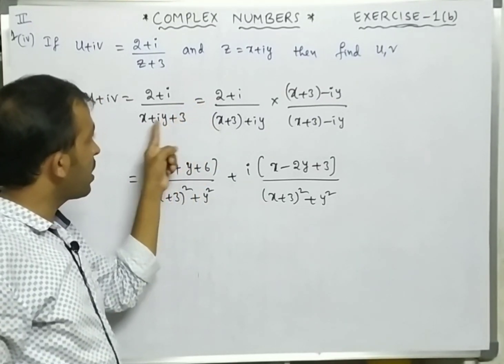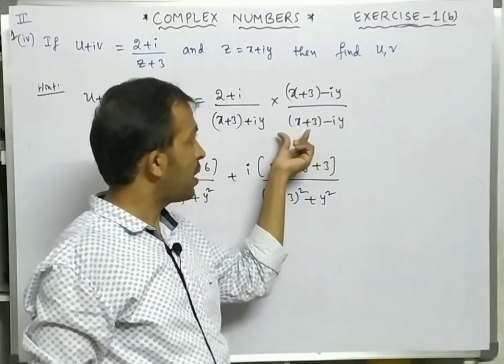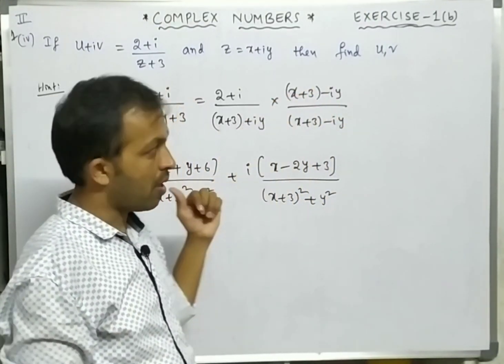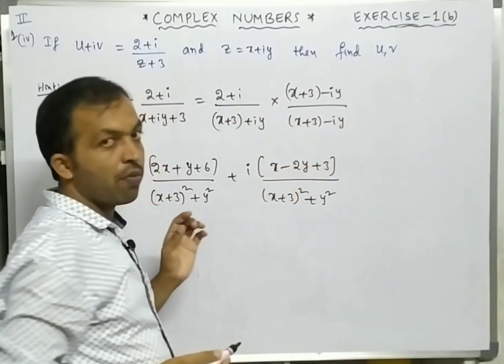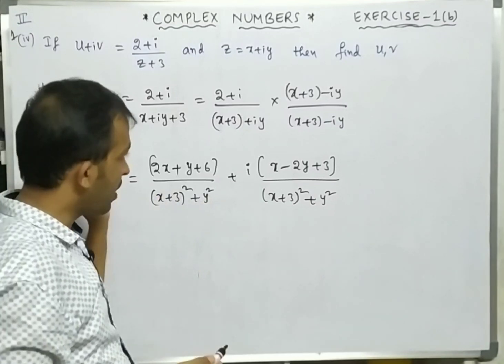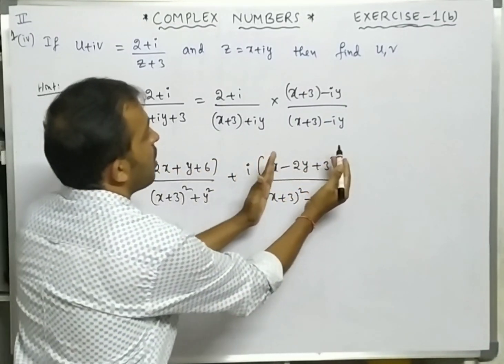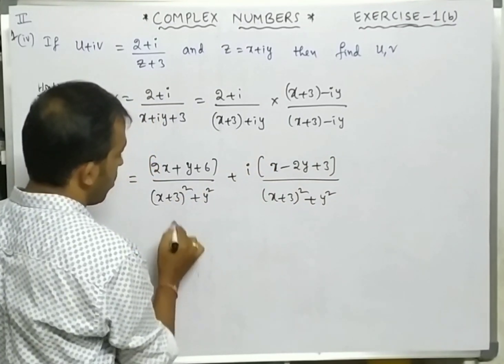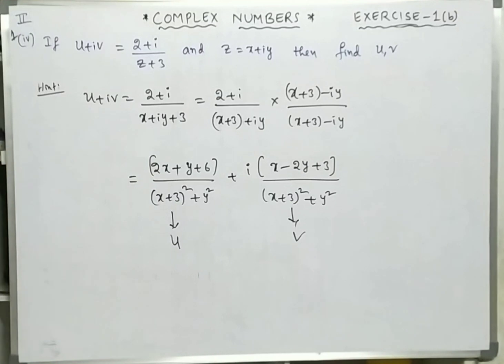Here the denominator is x plus 3 plus iy, whose conjugate is x plus 3 minus iy. Multiply the numerator completely, and the denominator is of the form (a plus b) into (a minus b), and simplify it. You will get this is the real part and this is the imaginary part. That means this is u and this is v. Okay, these are the hints only. Solve yourself and check.